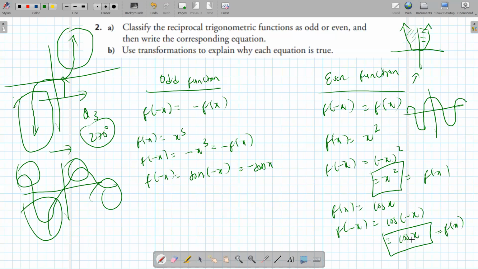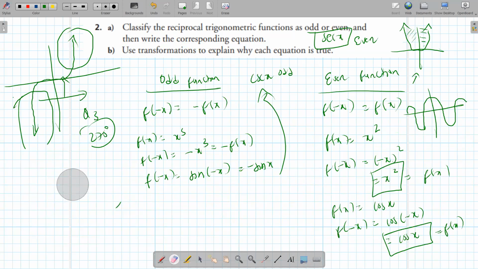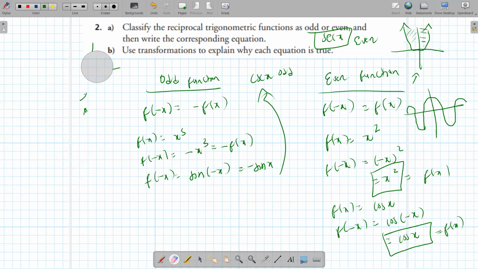So again, if cos of x is even, that means secant of x, the reciprocal function, is also going to be even, and that's the case for this one. Secant of x is even, and cosecant of x is odd because that's the reciprocal of sine, and sine is an odd function. What were you saying about the quadrant 4 thing? I'm just saying reflected from quadrant 4 to quadrant 1, diagonally, like a rotation of 270 degrees.